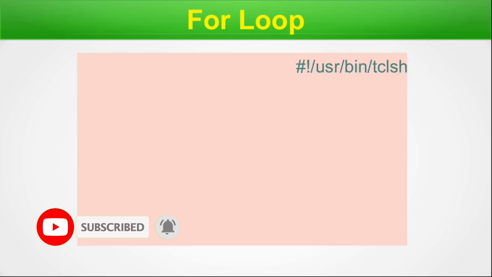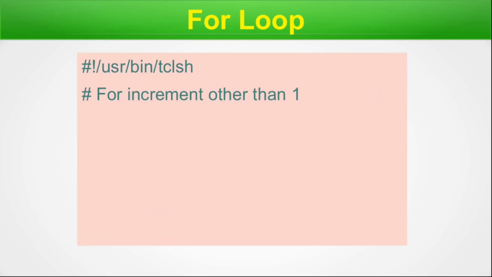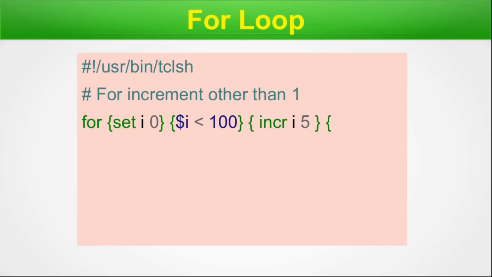Here we are starting our script for increment other than 1. We use for set i with 0, which is the initialization counter. The condition counter is $i less than 100, and we use incr i 5. So this i variable will be incremented by an integer value of 5 at a time. Instead of incrementing by 1, it will increase by 5. In a similar way we can use a decrement operator here also.